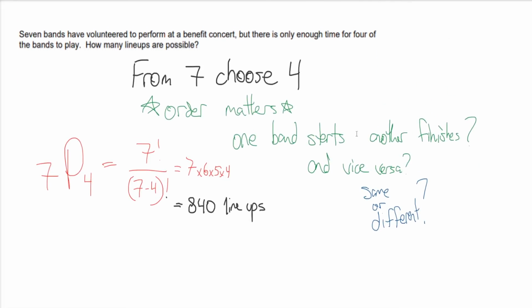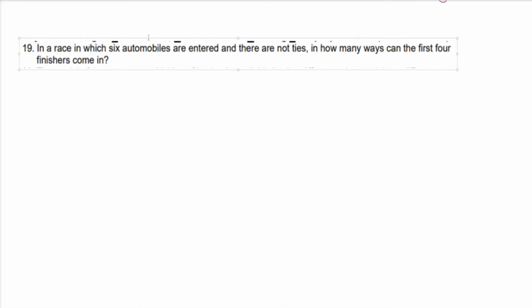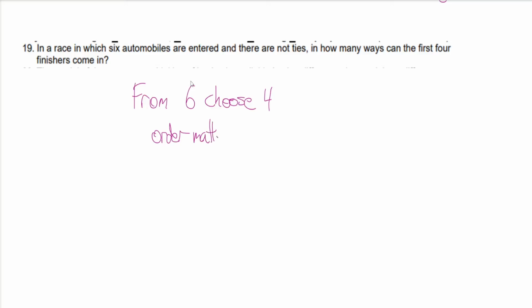Okay, nice. In a race in which 6 automobiles are entered and there are no ties, in how many ways can the first 4 finishers come in? Okay, so we should be able to catch it now. From 6, choose 4. Does order matter?